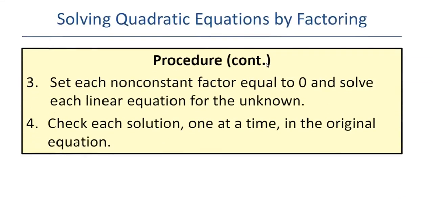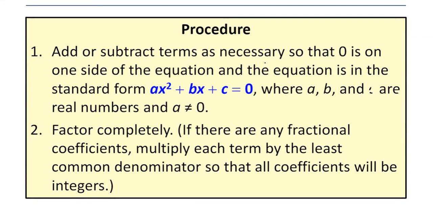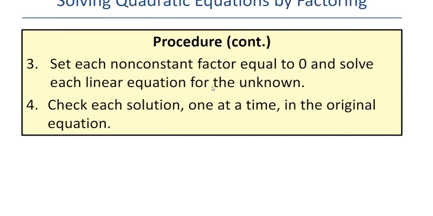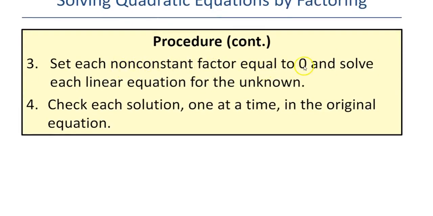Okay, looks like it kind of got backwards here. Look at this right here. Procedure. Add or subtract terms as necessary so that 0 is on one side of the equation and the equation is in the standard form ax squared plus bx plus c equals 0, where a, b, and it looks like c got cut out, are real numbers and a cannot equal 0. Factor completely. Okay, let's scroll up. Obviously I did something wrong here. Solve each non-constant factor equals 0 and solve each linear equation for the unknown. Check each solution one at a time in the original equation.